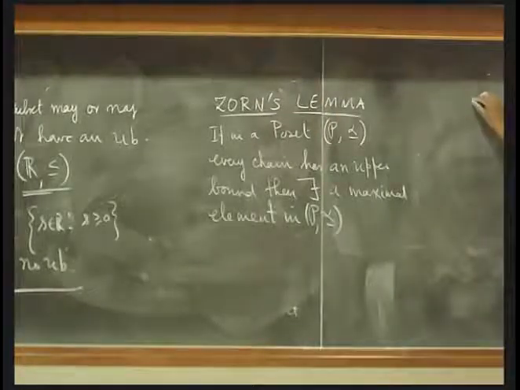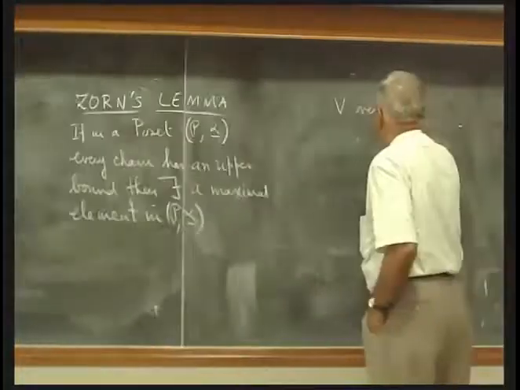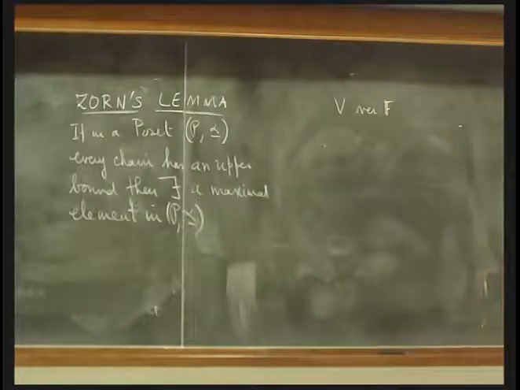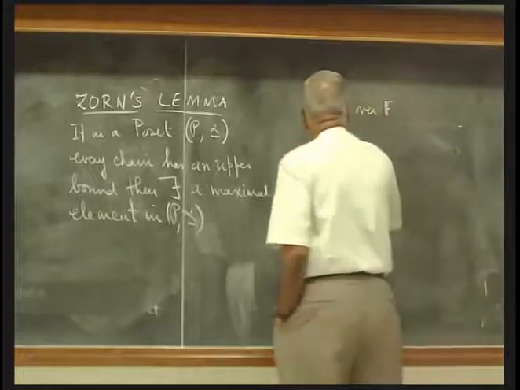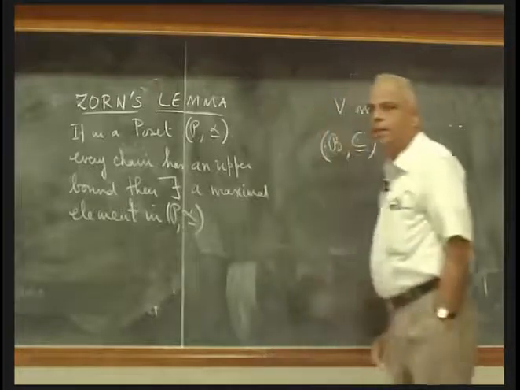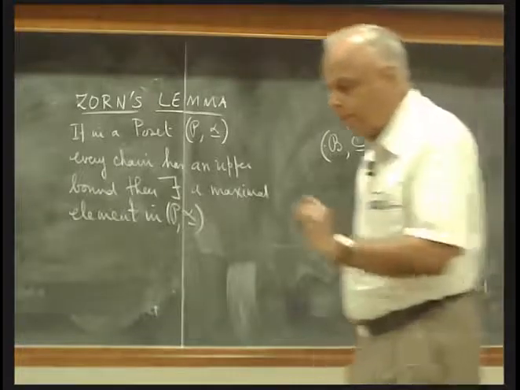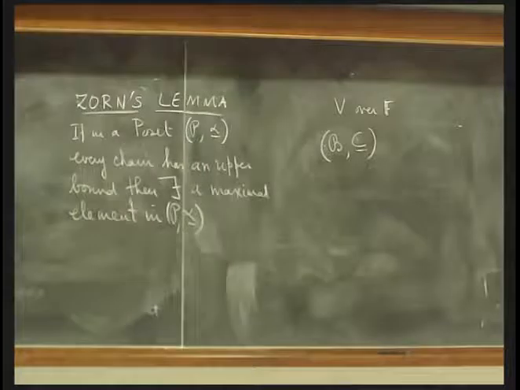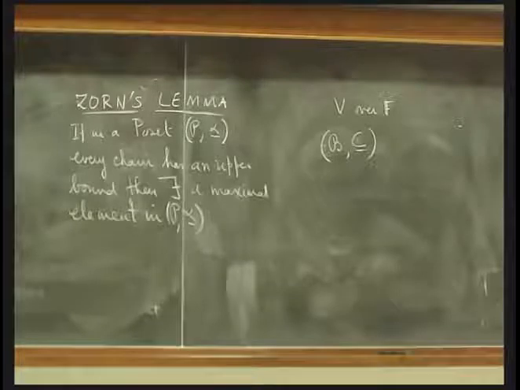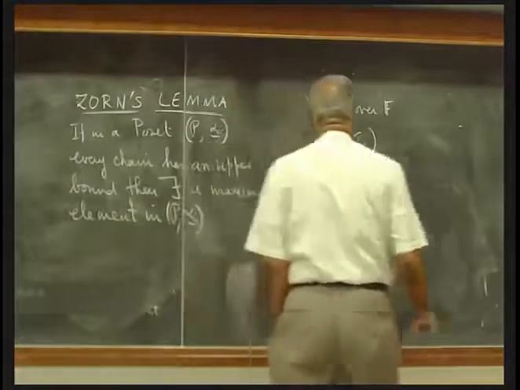Let us take a vector space V over a field. My poset is the collection of all linearly independent sets with the subset relationship. And recall the definition of linear independence. A finite set is said to be linearly independent if the only linear combination that gives the zero vector is the trivial linear combination. And an infinite set is said to be linearly independent if every finite subset is also linearly independent. Now this is my poset.